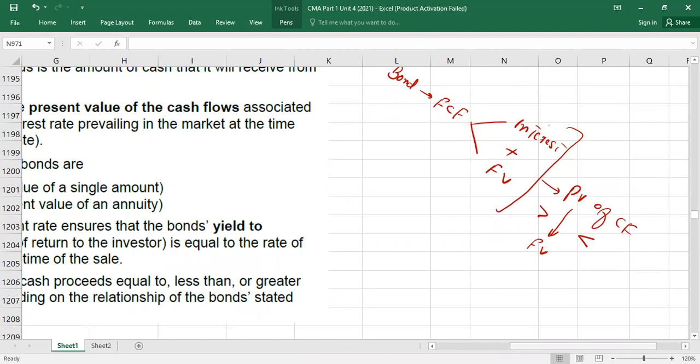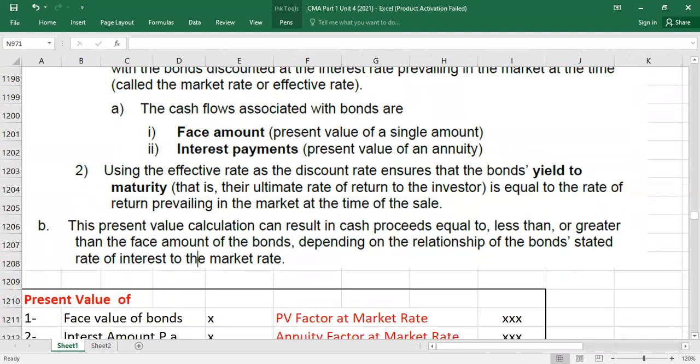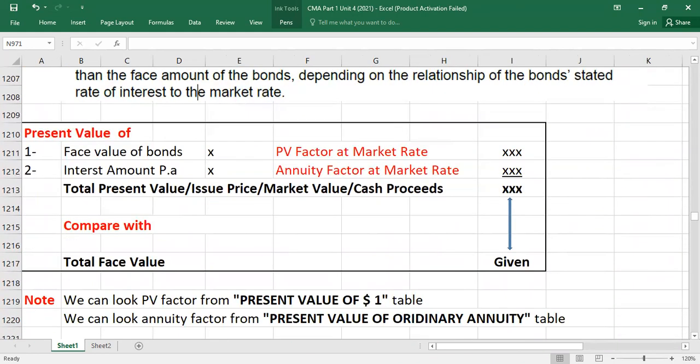In your exam questions, please focus with me. If your exam question asks you to calculate present values, you have to do the calculation we are going to learn. Or if it asks you to calculate the issue price, same calculation. Or the market value of the bonds, same calculation. Or the cash proceeds which you will receive at the time of issuance, same calculation.